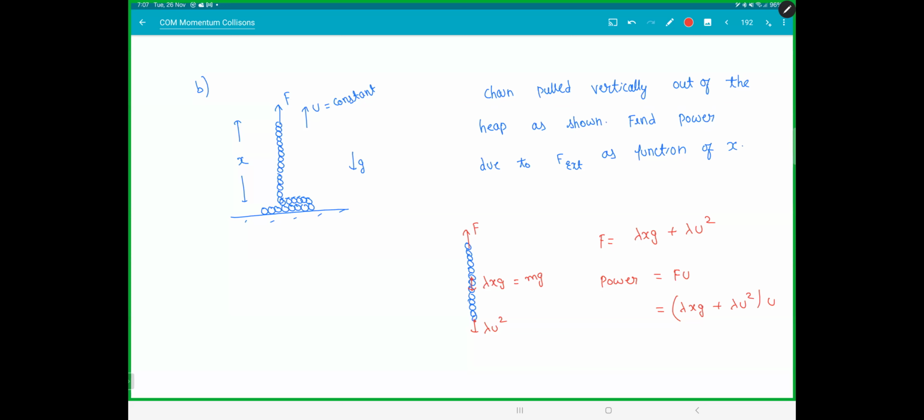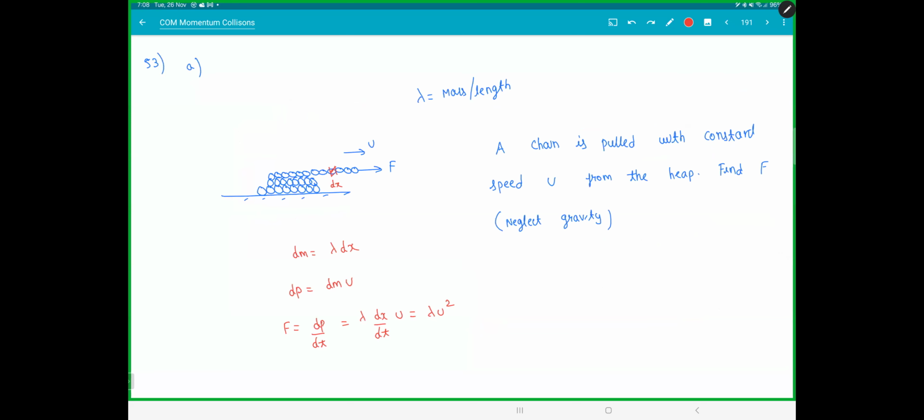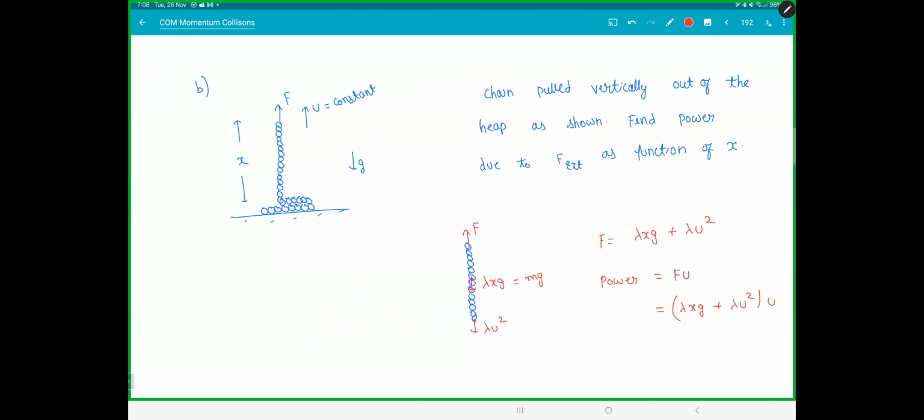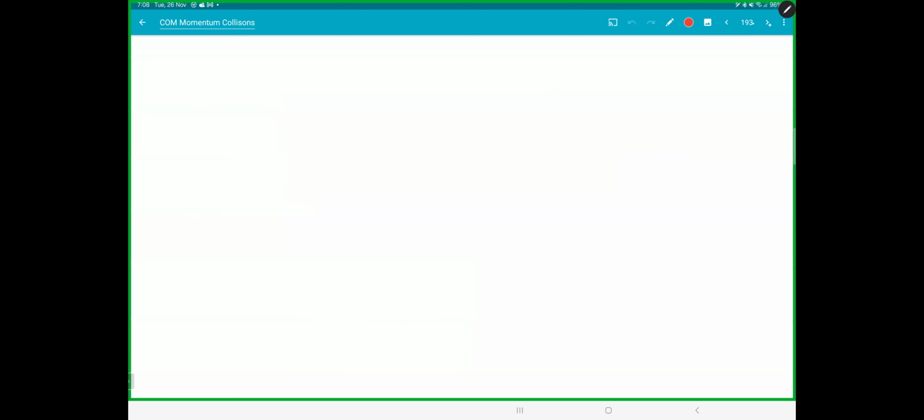What extra force? So the lambda u square. So why did you get lambda u square here then? Because we're pulling it with some velocity. So you mean to say the heap is already moving with speed u? No, the heap is at rest. To make the chain move, the lambda u square is the force required to move that heap. Out of the heap, you need to pull out a link.